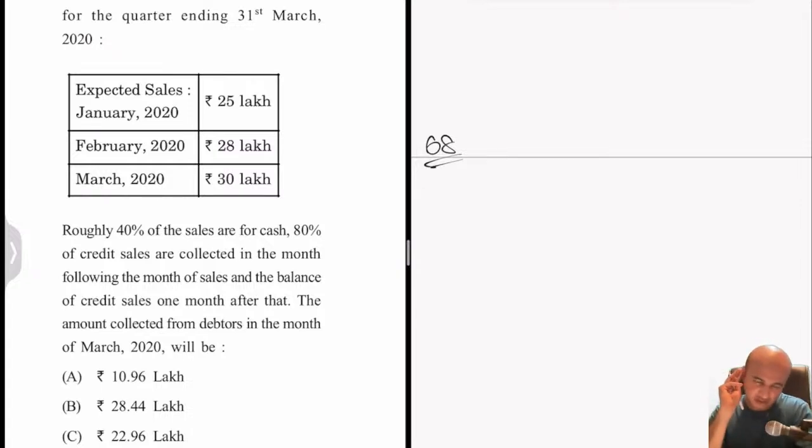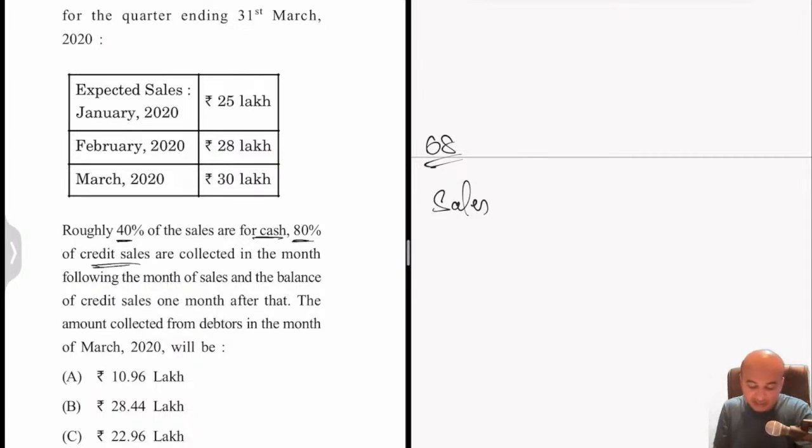Okay, straightforward question. This is also related to cash flow, or budget, whatever. So now what we have to identify is how much cash we are collecting. So let me write down what is what. First of all, given sales. Here one thing which we have to understand is roughly 40% of the sales are for cash. That means whatever you sell, 40% you will collect then only.